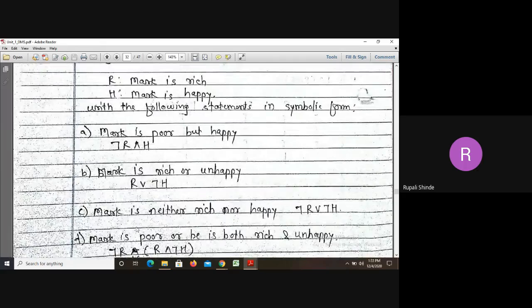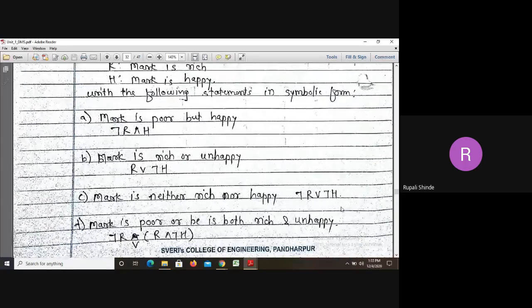Third one is given as Mark is neither rich nor happy. So Mark is neither rich nor happy means what? This is negation of both these statements. So negation R or negation H. And last one, Mark is poor or he is both rich and unhappy.